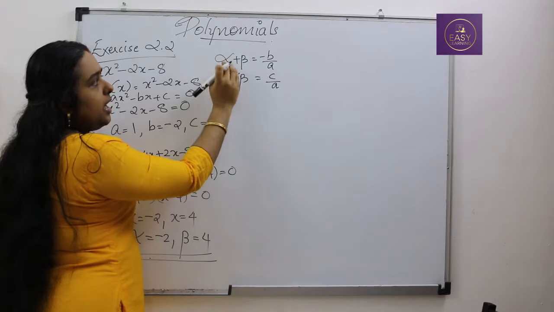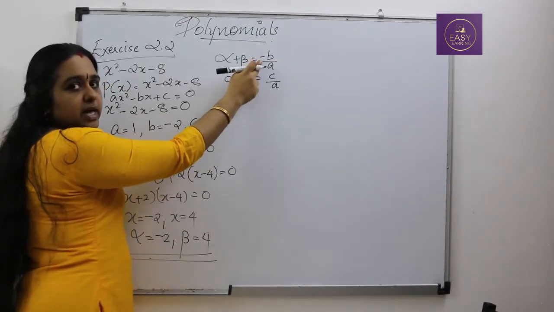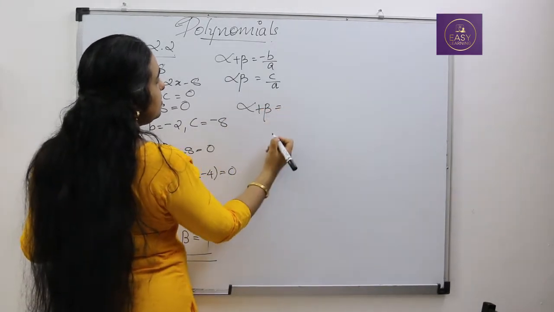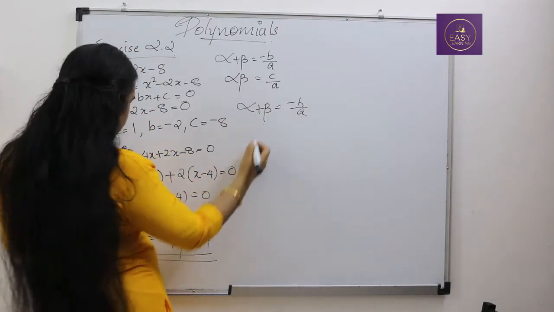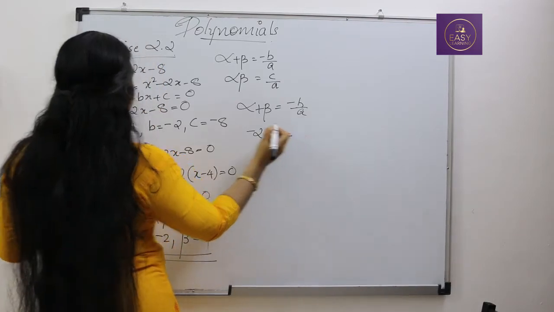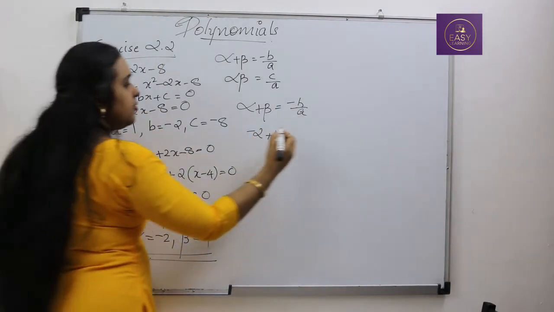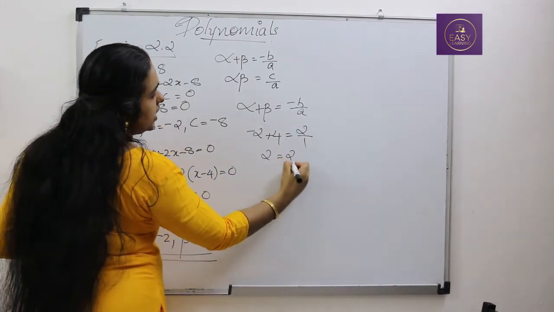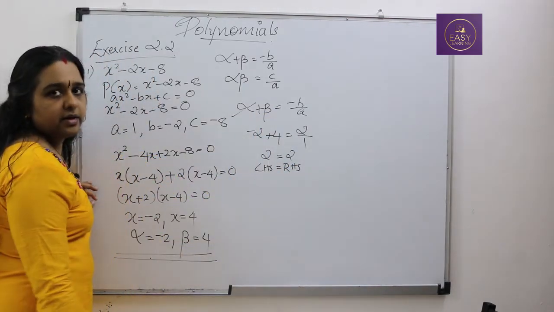We know sum of zeros of the polynomial alpha plus beta equals minus b by a and product is c by a. So first thing is we will check whether alpha plus beta equals minus b by a or not. Alpha is minus 2 plus 4 equals, what is minus b? B is minus 2. Then minus b will be 2 by 1. Minus 2 plus 4 is 2 equals 2. That is LHS equals RHS. So this is verified.